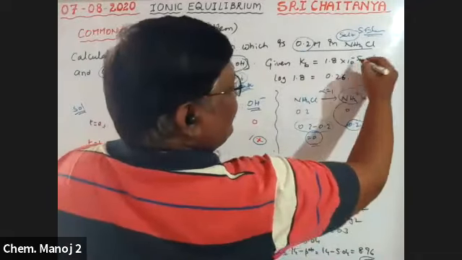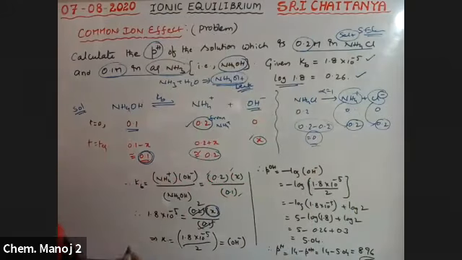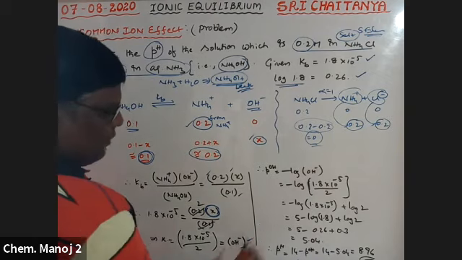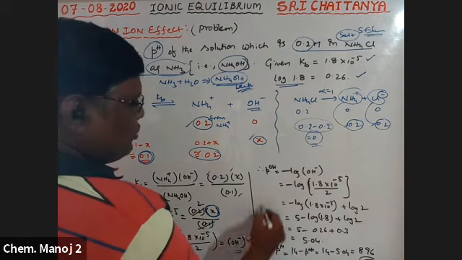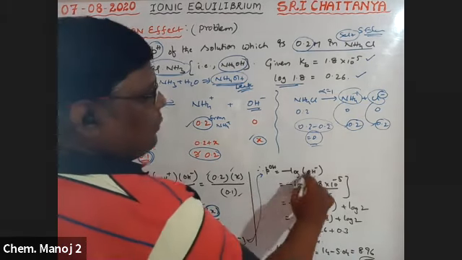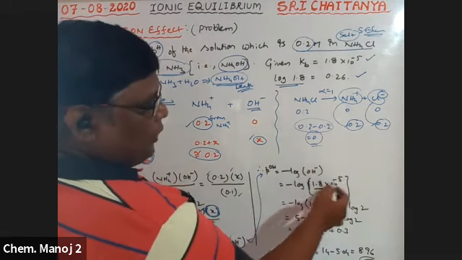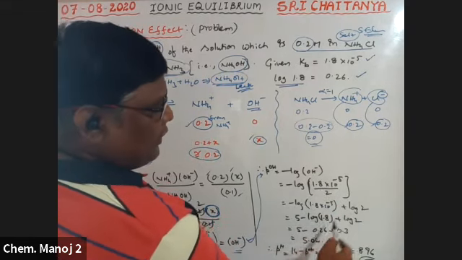Here Kb is given as 1.8 into 10 power minus 5. The value of log 1.8 is already given, boys, that is 0.26. So X is nothing but the OH minus concentration, X is equal to 1.8 into 10 power minus 5 by 2. This OH minus concentration is used to calculate the pOH of the solution. pOH is equal to minus log of OH minus concentration, so minus log of this, plus 1.